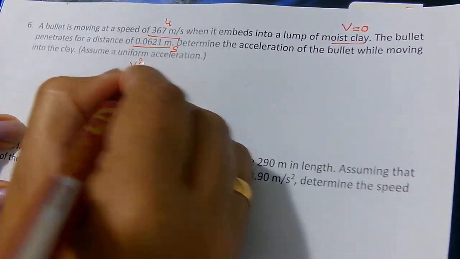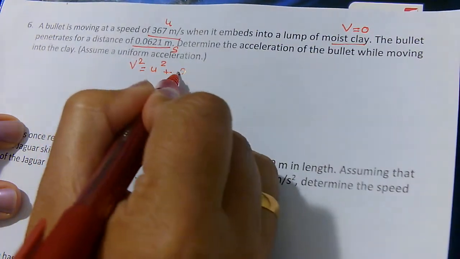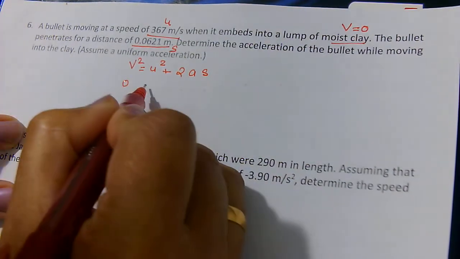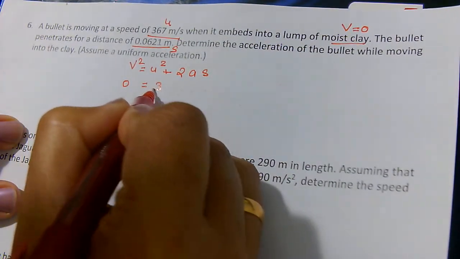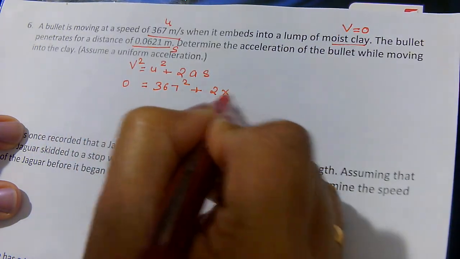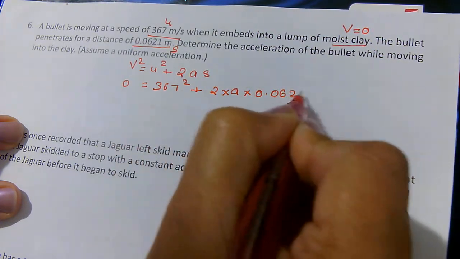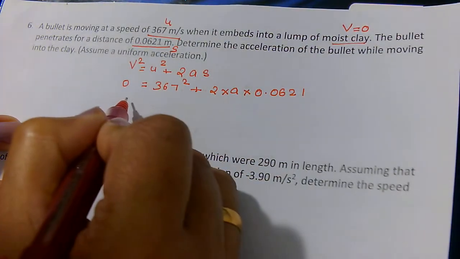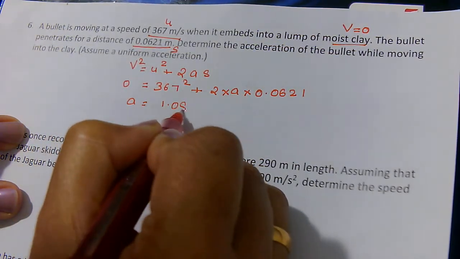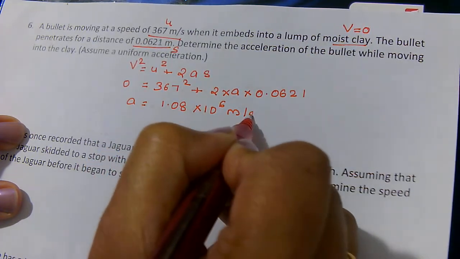So v square is equal to u square plus 2as. V is 0, u is 367 square plus 2 times a, which is what we need to find, times 0.621. So if you rearrange, you get acceleration as 1.08 times 10 to the power 6 meters per second square.